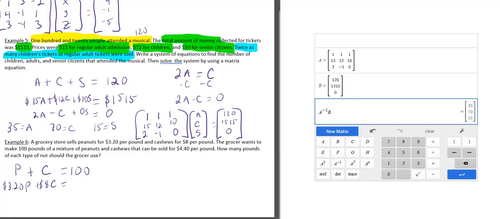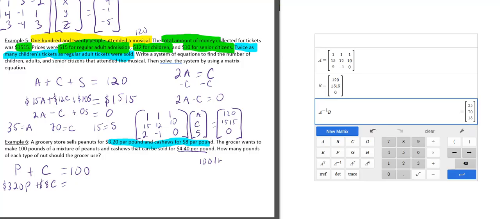I just want to go over one caveat. It says a grocery store sells peanuts for $3.20 per pound and cashews for $8 per pound. So that's my money equation right here: $3.20 for peanuts, $8 per pound for cashews. The one thing that sticks out is that the grocer wants to sell 100 pounds of a mixture of peanuts and cashews that can be sold for $4.40 per pound.